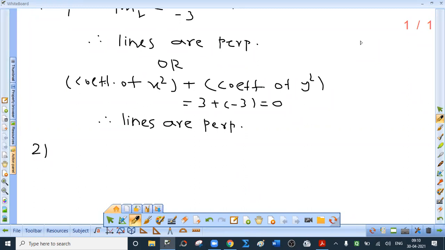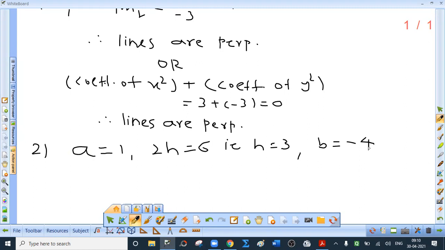to get a equal to 1, 2h equal to 6, that is h equal to 3. And what is b? B equal to minus 4. See, if you write values directly, you won't get marks for that. You have to write this, that comparing and so on.